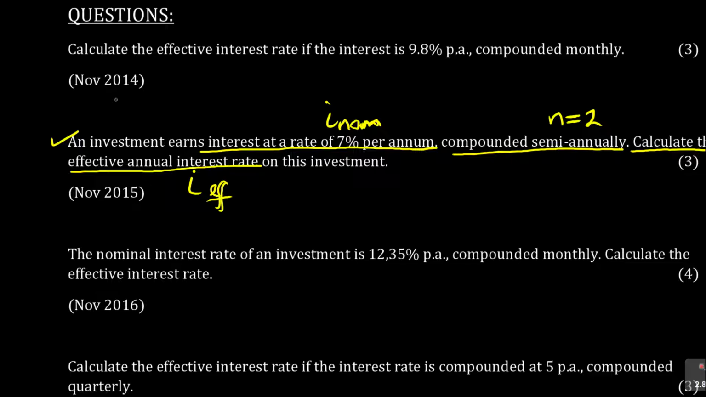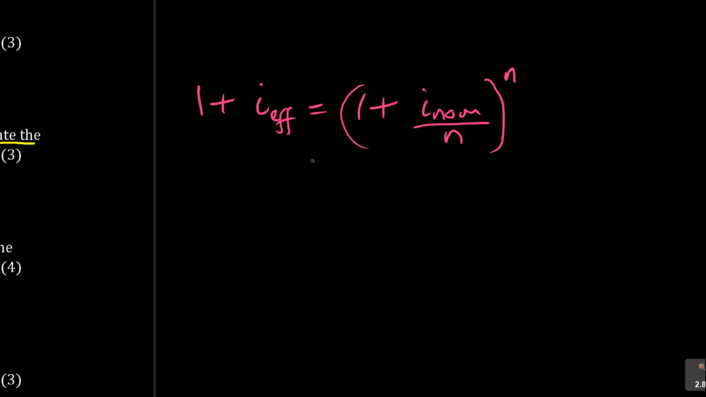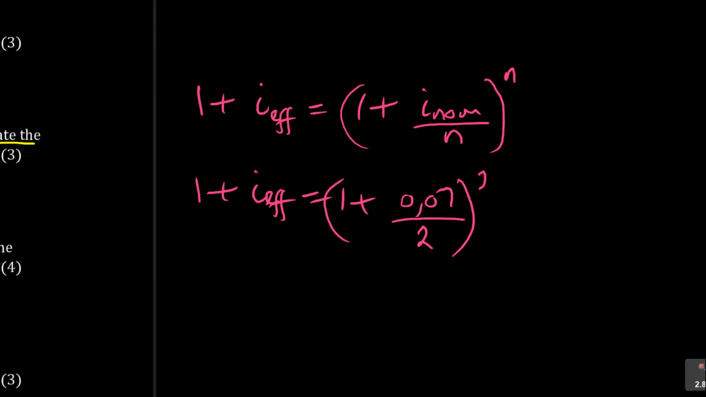They told you that the I norm there is 7%, and I told you what to do with 7%. You say 7, divide that by 100. Don't put 7% as is, which is 0.07. That becomes your I norm. So you come in to say 1 plus IEFF is equal to 1 plus that I norm, which now becomes 0.07 over n. They said semi-annually. We said n was 2. You multiply by what? By 2. Don't forget, when this is 2, that becomes 2.